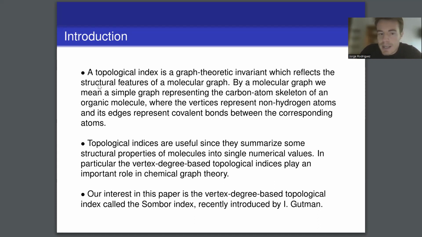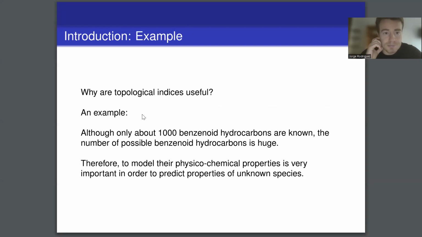Well, because they can summarize some structural properties of the molecules into a numerical value. In particular, we are going to be interested in the vertex-degree-based topological indices that play a very important role in chemical graph theory, as we are going to see later on. Our main interest in this paper is this type of topological index, in particular the one called the Sombor index, which has been recently introduced by Professor Ivan Gutman, and I'm going to talk about this index a bit more in a moment.